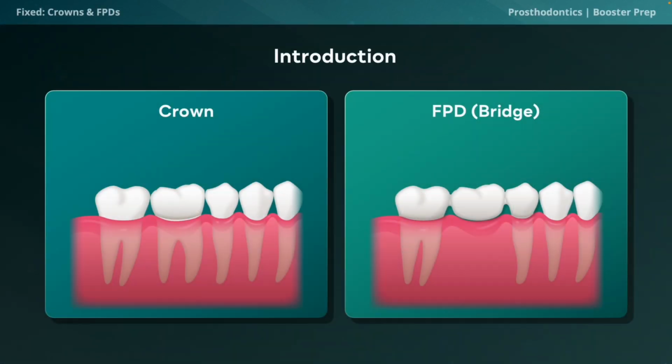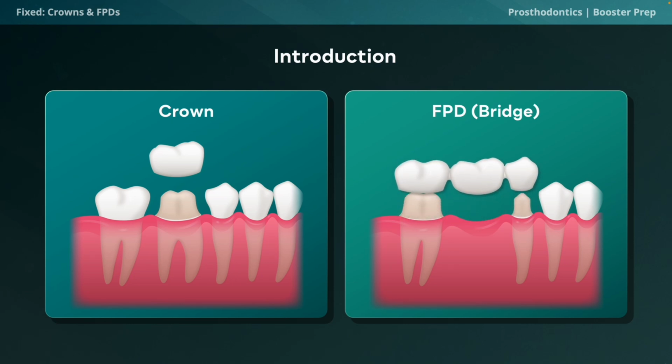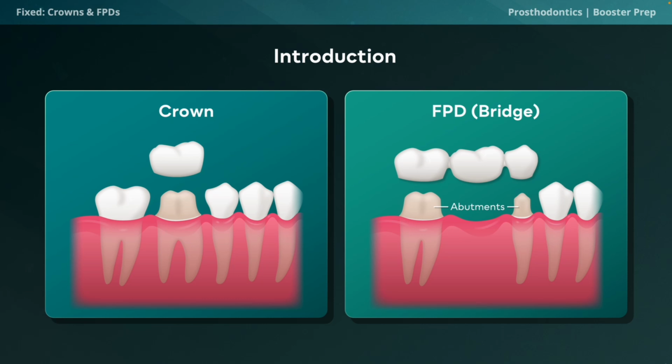Alright, let's begin with a brief overview of crowns and FPDs. Simply put, a crown's a single tooth prosthesis that covers over the clinical crown of a tooth, while an FPD is a multi-unit prosthesis that replaces a missing tooth.